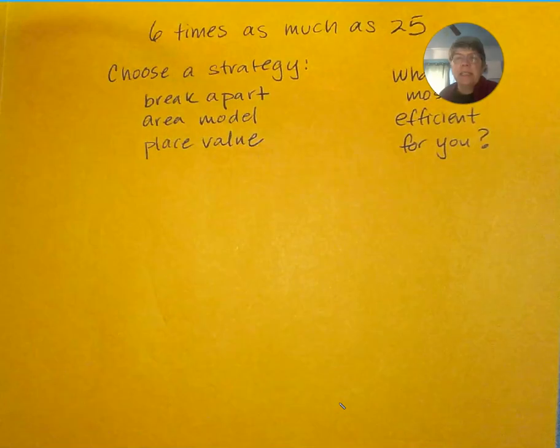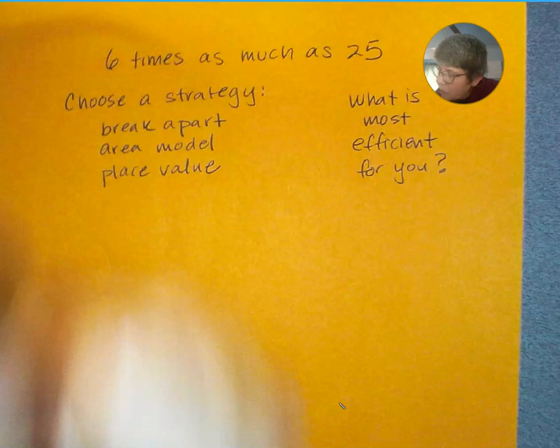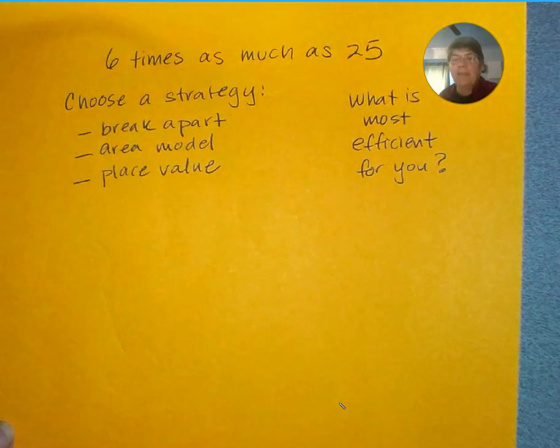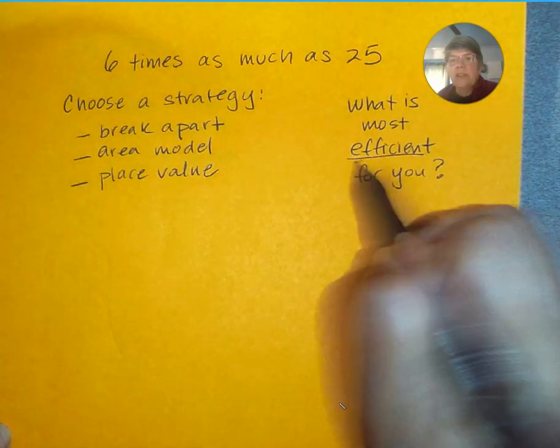Now we have 6 times as much as 25. And I wrote all 3 of our strategies here because I want you to think about which one is most efficient for you. Which one works the best?